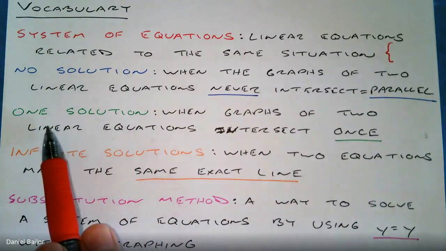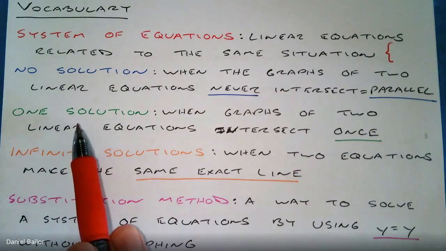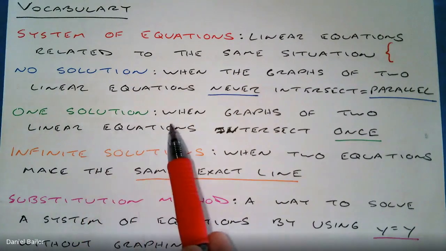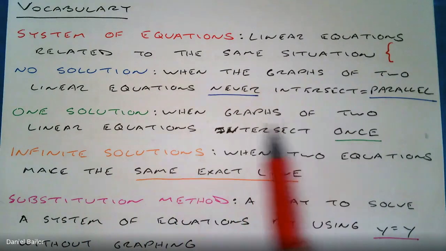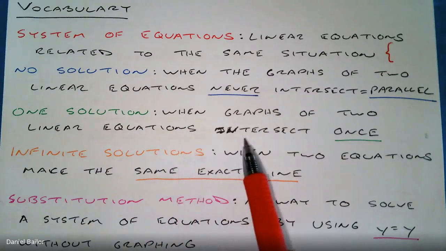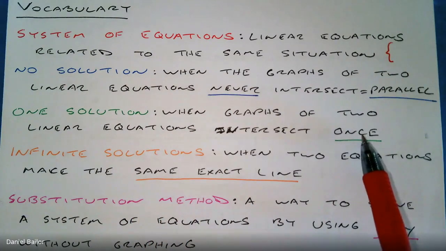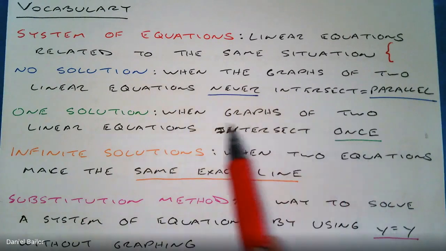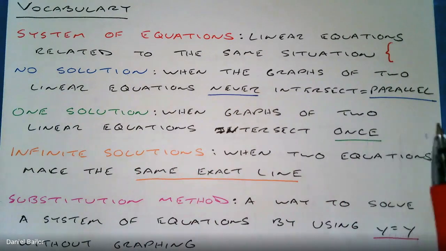Sometimes they have one unique solution. Just one solution. One set of coordinates that will make all the equations true. This happens when the graphs of 2 linear equations intersect once, and once only. So when the graphs intersect one time only, we say that's one solution, and that is the only point that is true for both lines, for both equations.